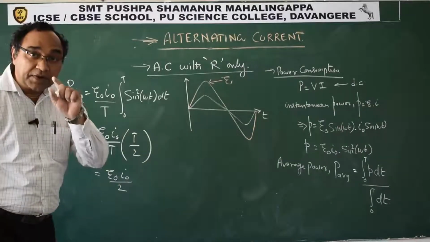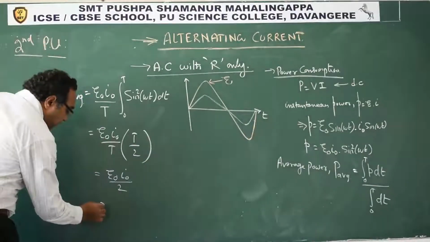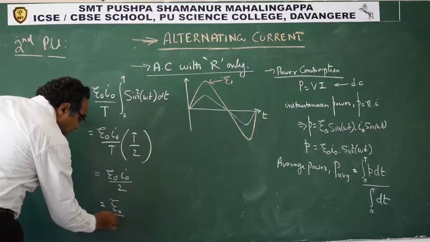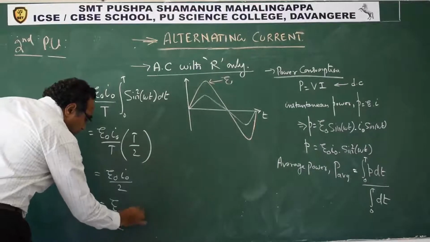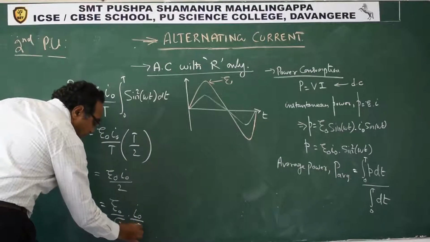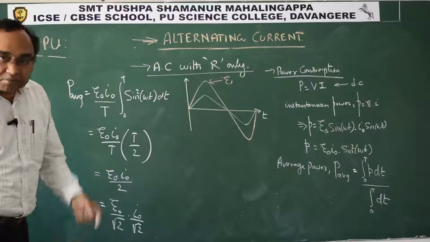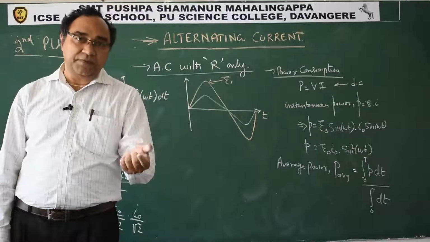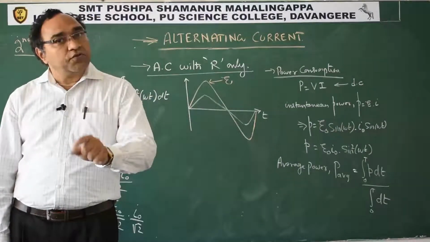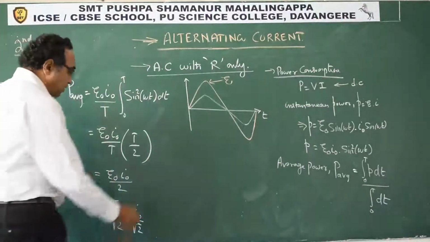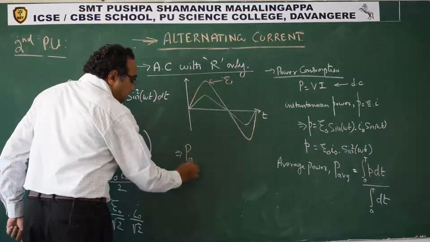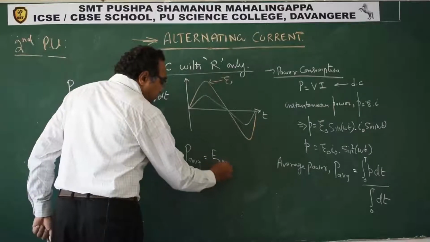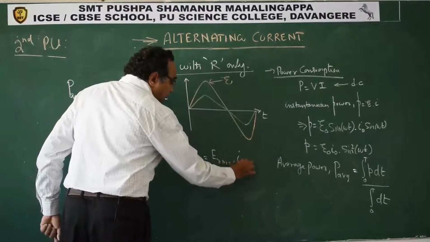See how it can be transformed. We can write this as E naught by root 2 into I naught by root 2. Why are we writing it like this? Because we have seen that E naught by root 2 is known as ERMS and I naught by root 2 is known as IRMS. Therefore, the average power consumed is ERMS into IRMS.